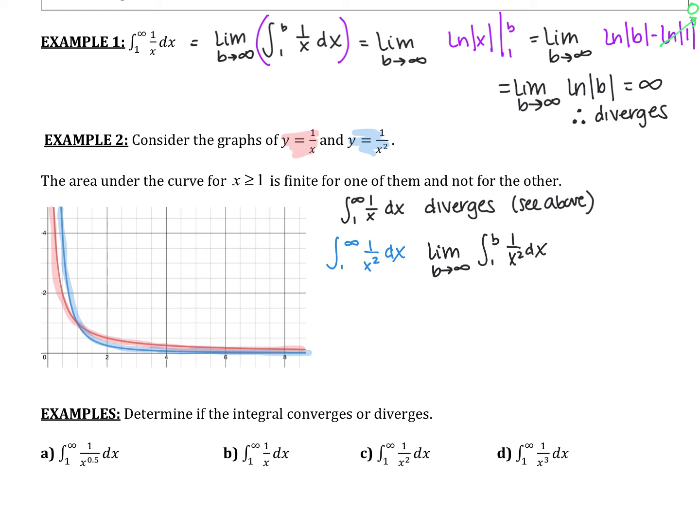And remember, I need to do two problems. I'm going to do the integral first and then take the limit. So we have the limit as b approaches infinity of, taking the integral of this, negative 1 times x to the negative 1, evaluated from 1 to b. So this is the integral. Doing that integral work, we get the limit as b approaches infinity of negative 1 over b minus negative 1 over 1. And that's the integral evaluated from 1 to b.